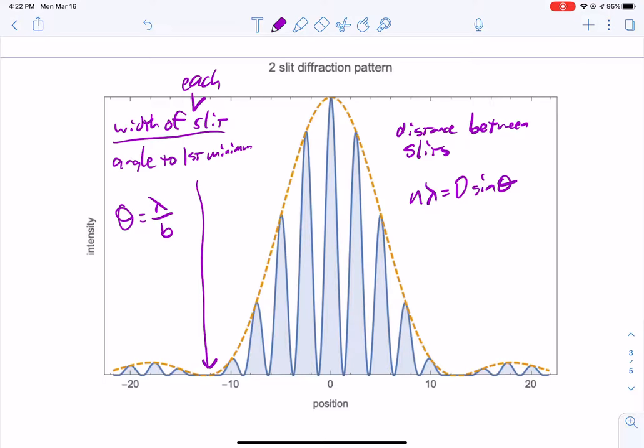If our x-axis had angle instead of position, we'd use that. In this case, we have position on the x-axis, and so it's not as necessary. But if I want to, I could also use the equation s equals lambda D over d, where s would be the spacing between two fringes, just like so. So it's a two-slit diffraction pattern. It is governed by single slit and double slit.